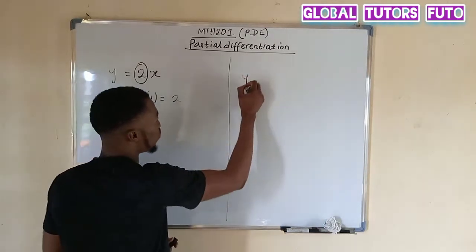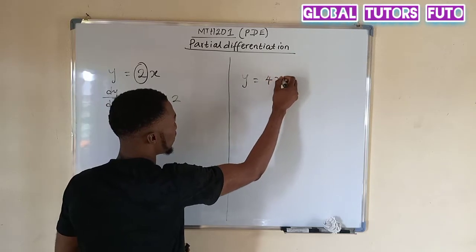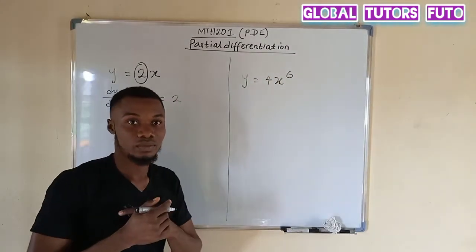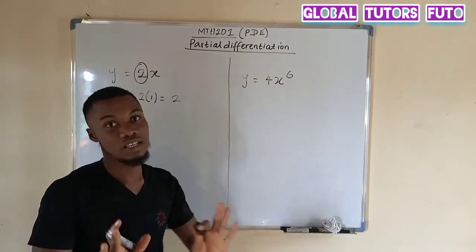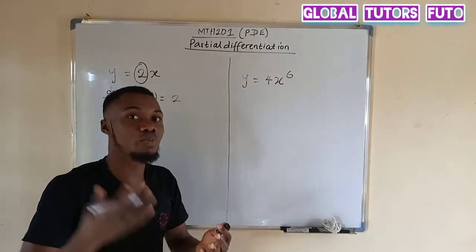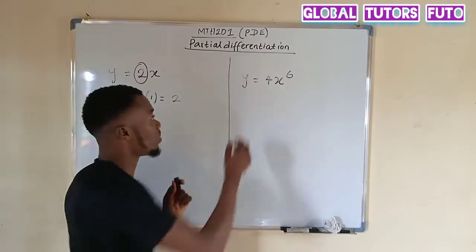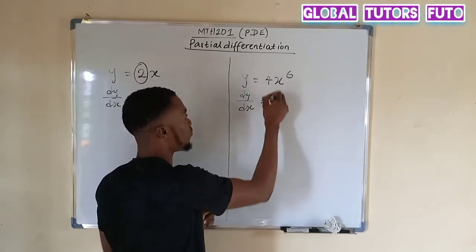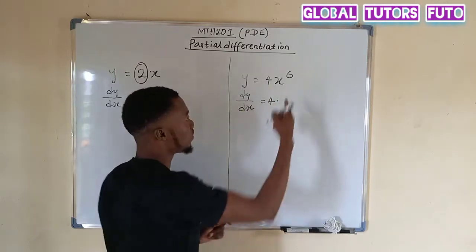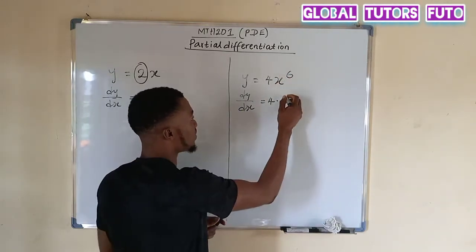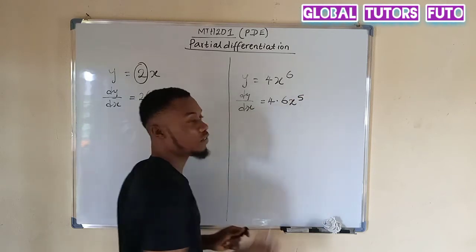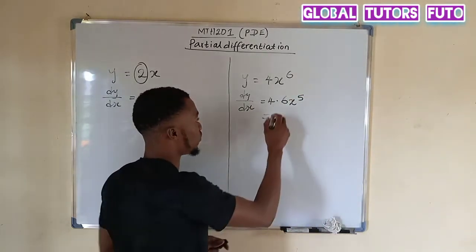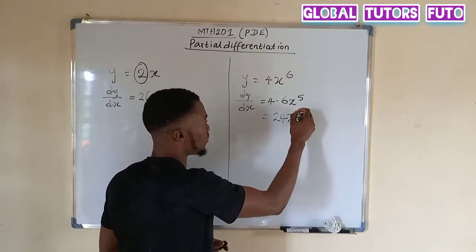Let's consider another thing that you know. Let's say we are given that y is equal to 4x^6. Now I want to differentiate this. 4 is a constant, I'll just leave it. Where I'm going to pay much attention is the x. So I'm differentiating y with respect to x. Differentiating x^6, I will get 6x^5, in such a way that 4 times 6 will give us 24. So this will give me 24x^5.